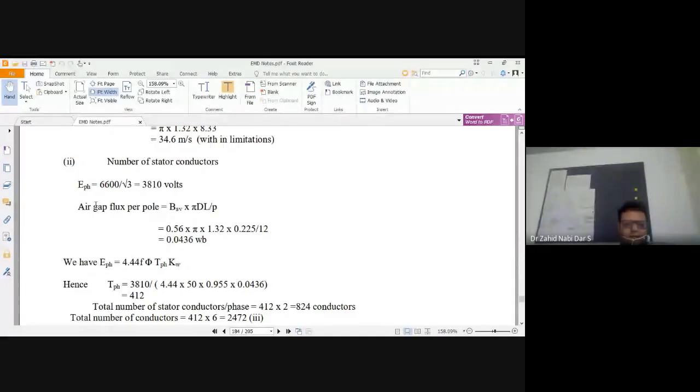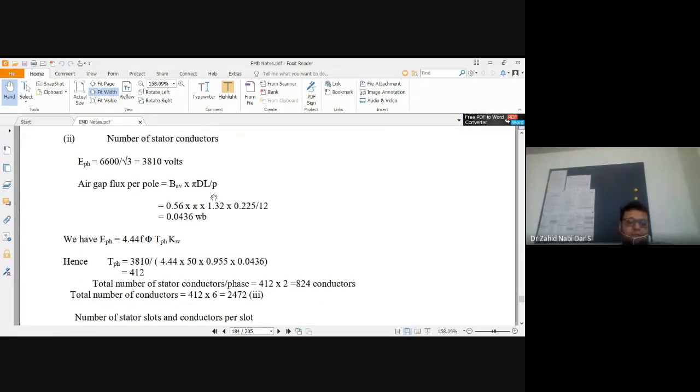I have derived it also, but in the numerical part, you cannot keep on deriving and then getting the expression and then utilizing it, because it will consume a lot of time. Understanding is important, but in an examination, with understanding, you have to keep some formulas on your fingertips. So one among them is this. So you put that, you get the value of average flux per pole.